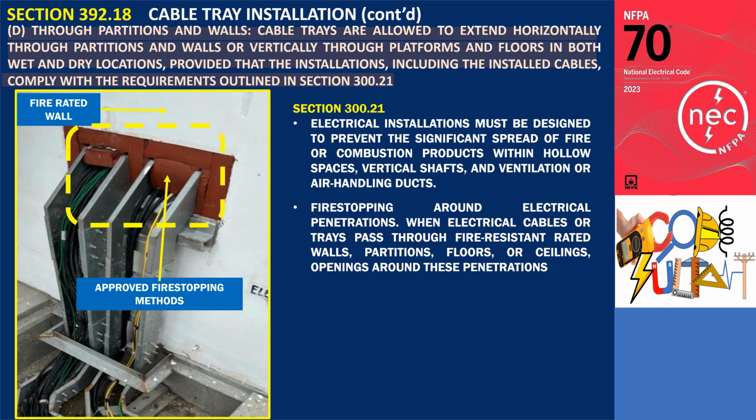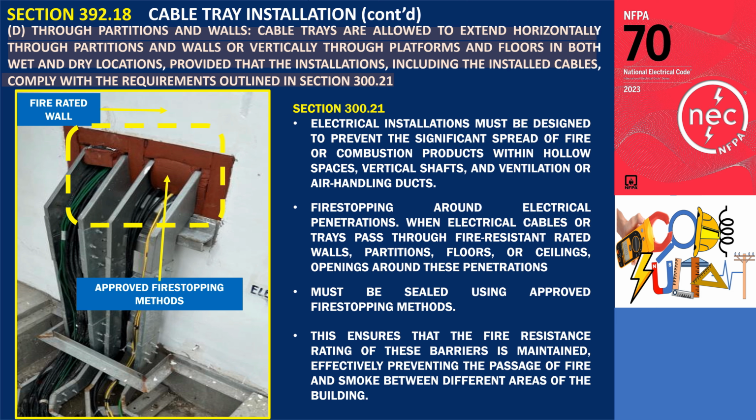When electrical cables or trays pass through fire-resistant rated walls, partitions, floors, or ceilings, openings around these penetrations must be sealed using approved fire-stopping methods. This ensures that the fire resistance rating of these barriers is maintained, effectively preventing the passage of fire and smoke between different areas of the building.